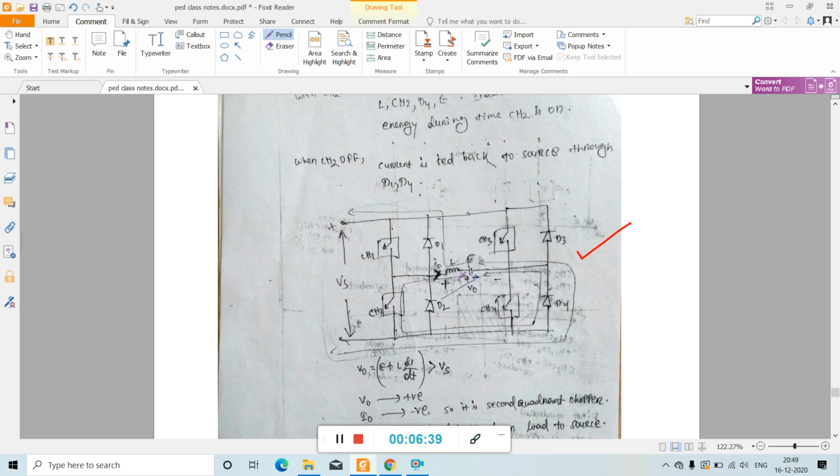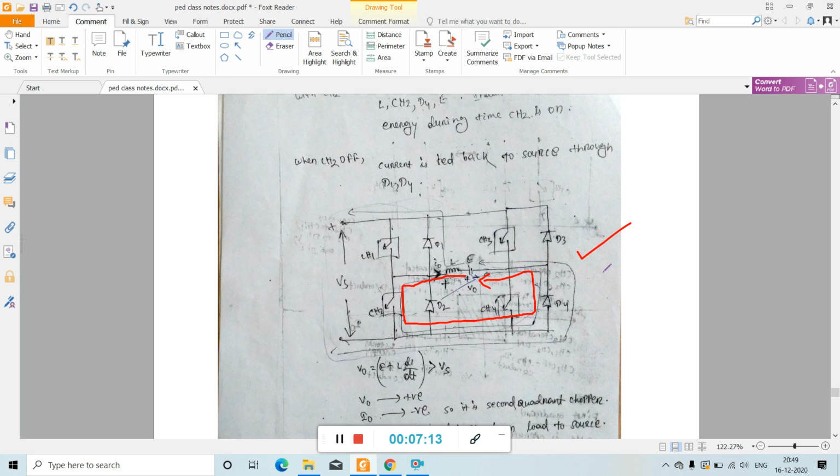That means it is like this. See, all the choppers are off, only chopper 2 is on. So here E acts as a source, so current flows like this through chopper 2, and this is the mean current flowing direction. This is the path. Current flows through L, CH2, D4 and then E. So here inductance L stores energy during the time chopper 2 is on.